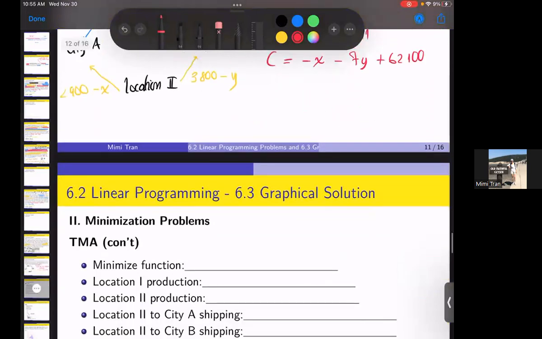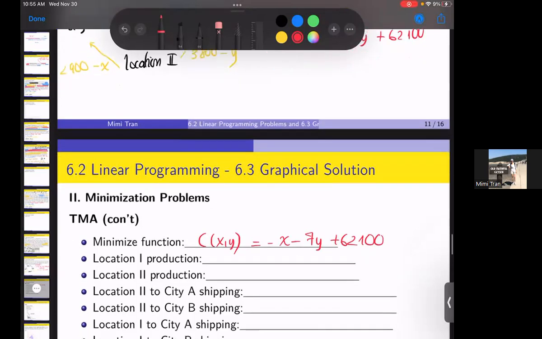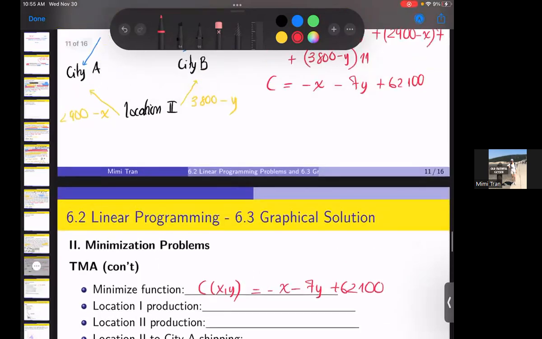Let me copy it down here. The minimized function, which is the cost function, equals negative X minus 7Y plus 62,100. One down, a lot more to go.